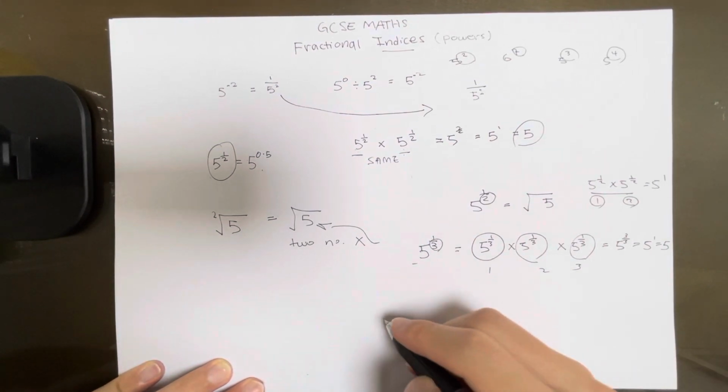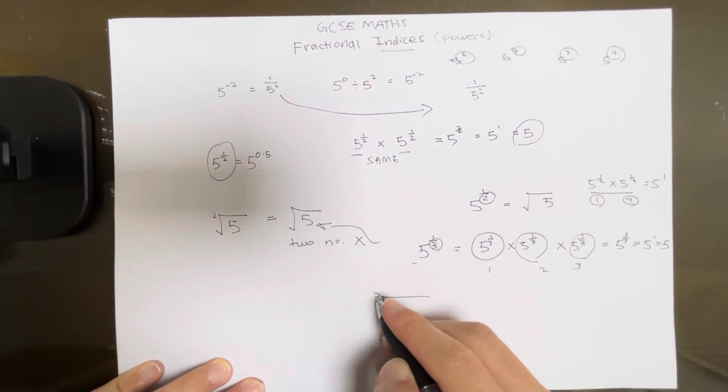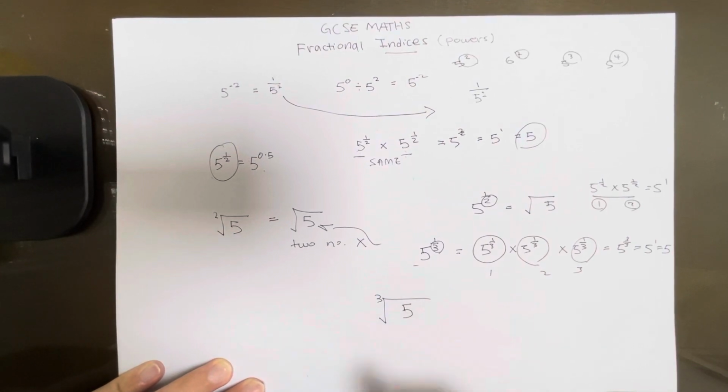Well, if you watch the previous video, you'll know that this would be the cube root of 5. Now, note, we do have to write the cube symbol at the top left corner now, because it's not the default anymore.